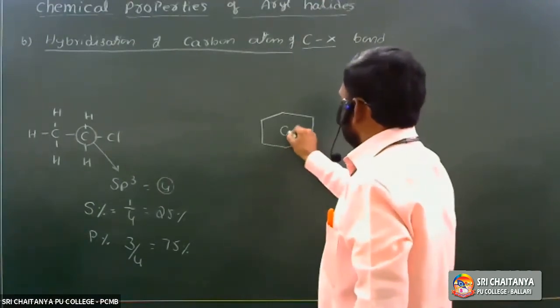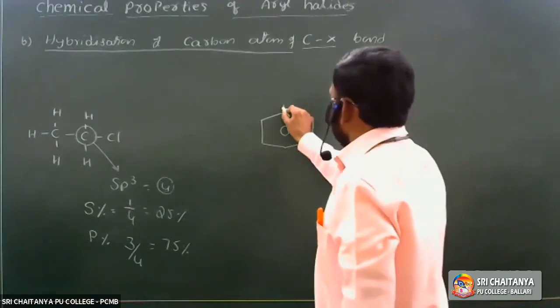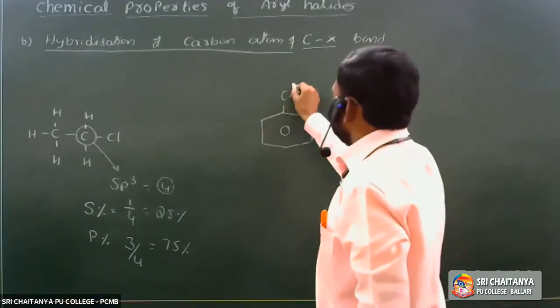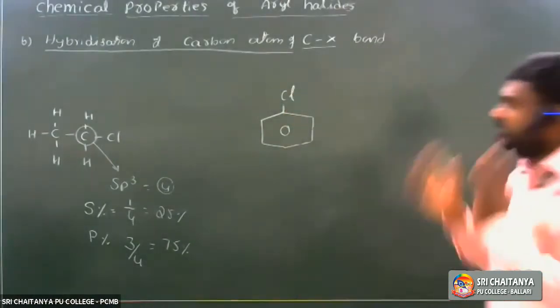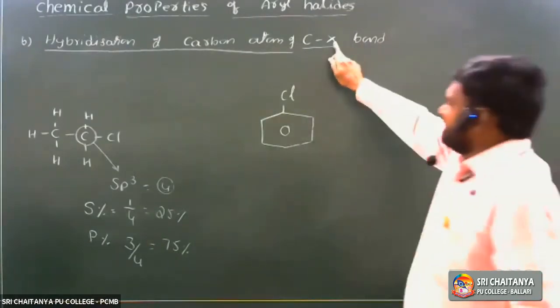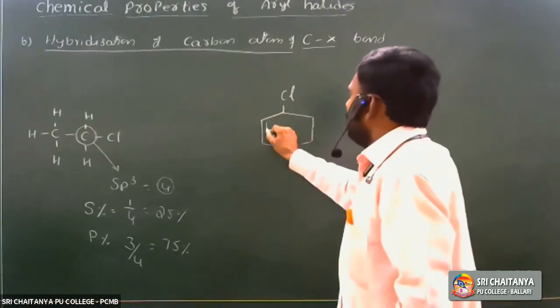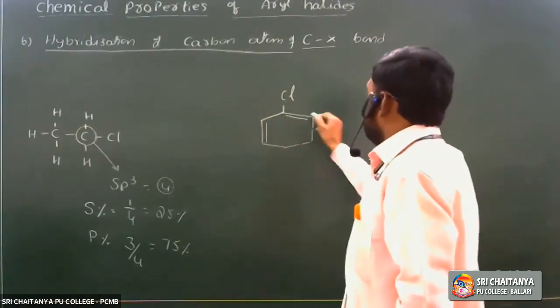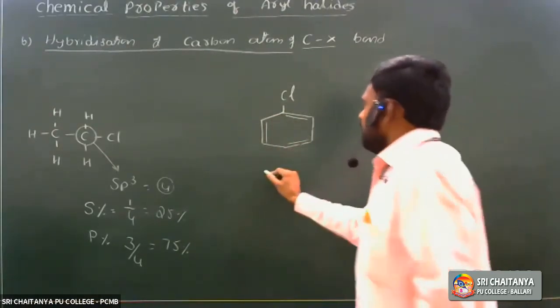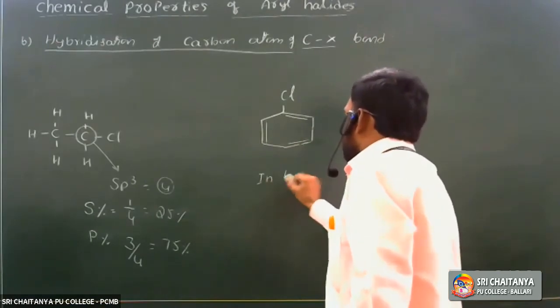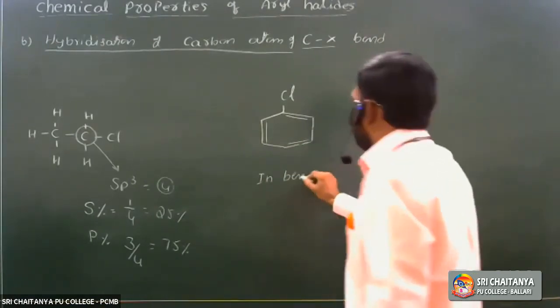It is the benzene ring. Okay, so it is a halogen atom. Let it be Cl or Br or I. So here, what is the hybridization of carbon atoms in benzene? In benzene, all the carbon atoms undergo sp2 hybridization.